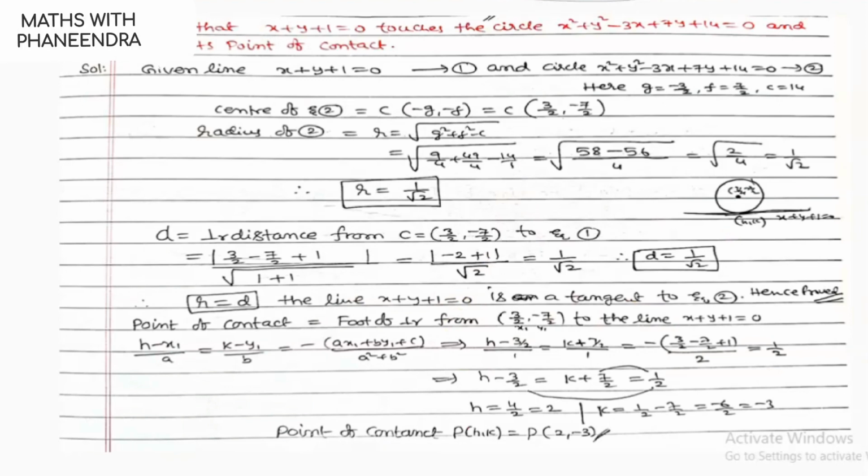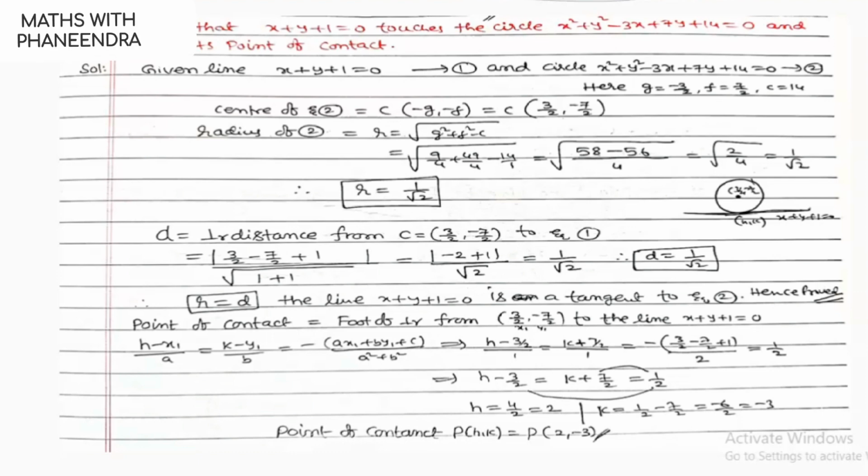So this is also like that problem only, but here the direct concept is given. One more: show that x plus y plus 1 equal to 0 touches the circle x square plus y square minus 3x plus 7y plus 14 equal to 0 and find its point of contact. So here two questions are there. Whenever they are asking to show the line touches the circle, we have to prove that radius is equal to perpendicular distance. That is the first step.